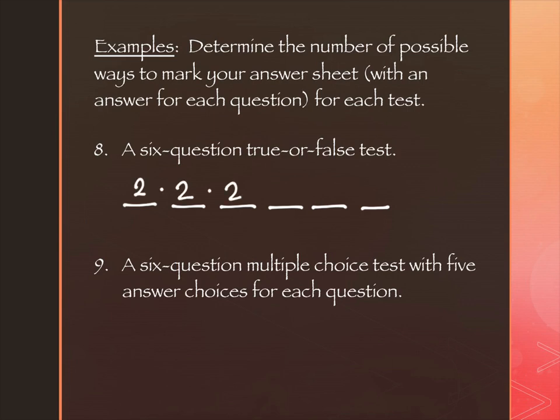So I'm going to do a 2 in each blank. Fundamental principle of counting. Going to multiply all my 2's together. How many different ways are there to mark my answer key? Multiplication, not addition.